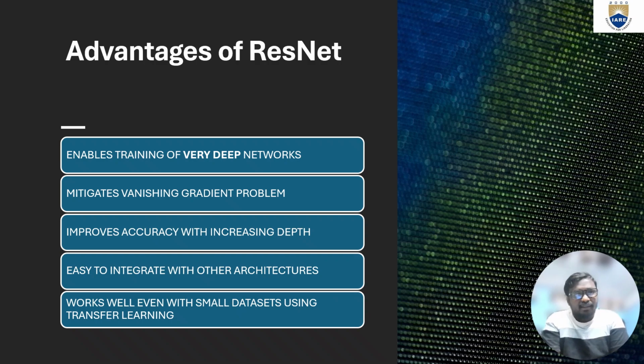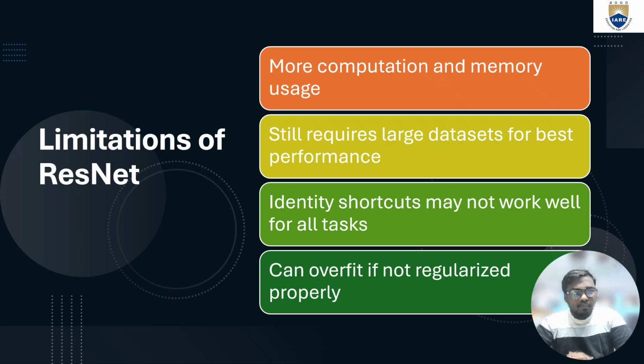Advantages of ResNet: it enables training of very deep networks, mitigates the vanishing gradient problem, improves accuracy with increasing depth, is easy to integrate with other architectures, and works well even with small datasets using transfer learning. Limitations of ResNet: more computation and memory usage, still requires large datasets for best performance, identity shortcuts may not work well for all tasks, and it can overfit if not regularized properly.